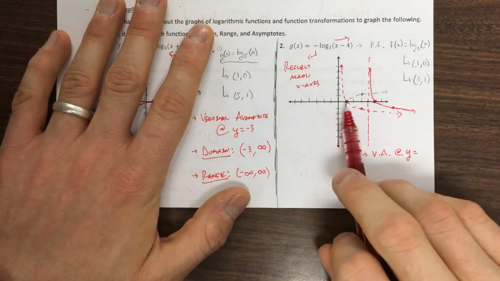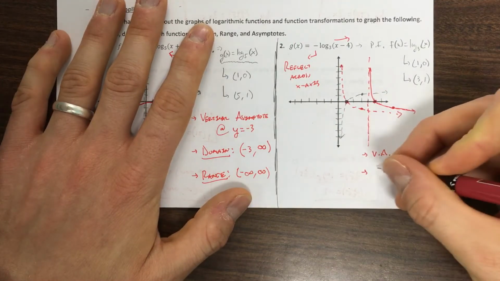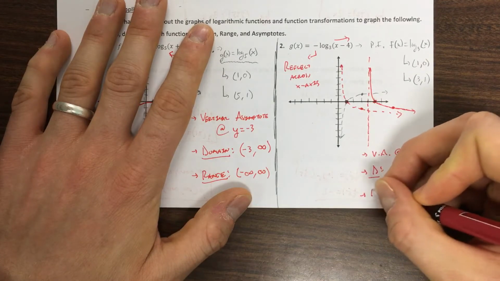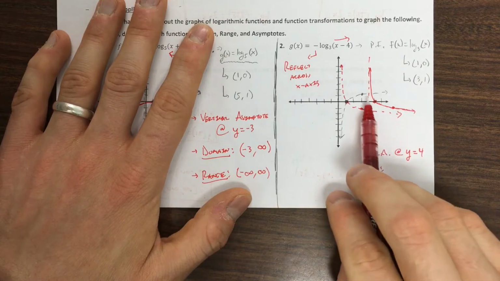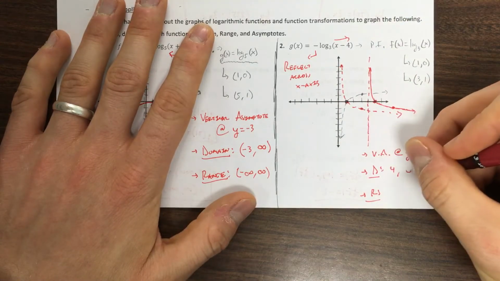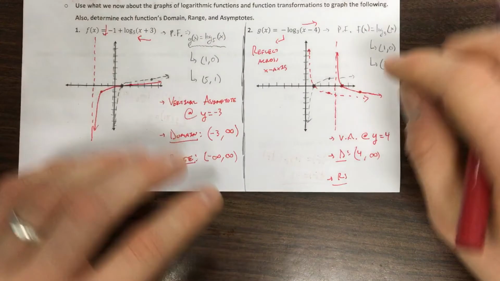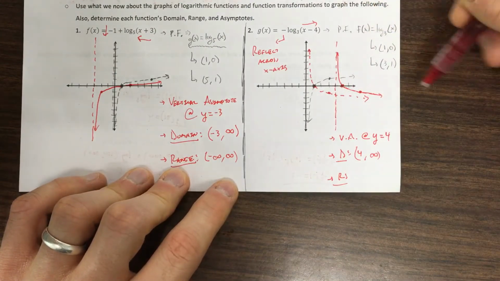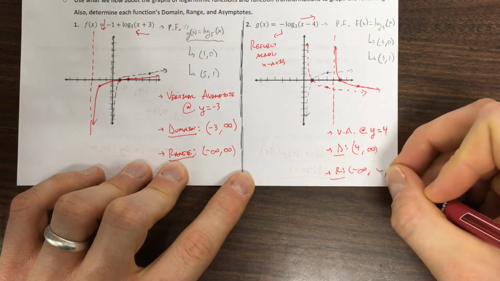This is our function. We can talk about our asymptote, 1, 2, 3, 4. So we have a vertical asymptote at x equals 4. Our domain, how far left can it go? Well, it's going to go here, but it's never going to cross our new asymptote. So our domain would be 4 to infinity. And similar to our other functions, our range, because it's going to continue to go down forever, but also go up forever, will be negative infinity to infinity.